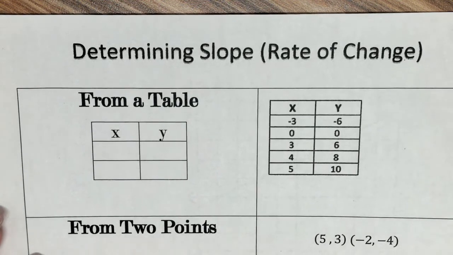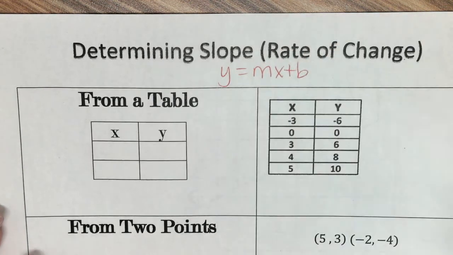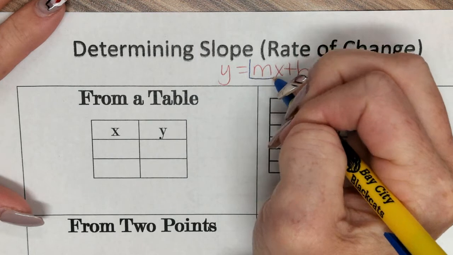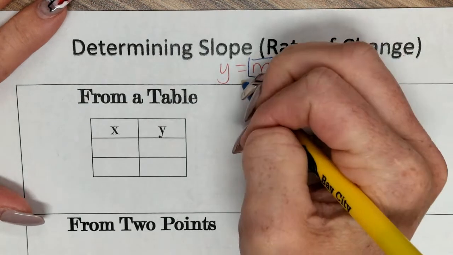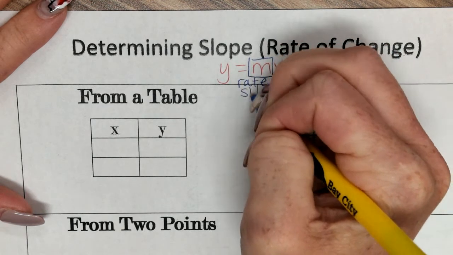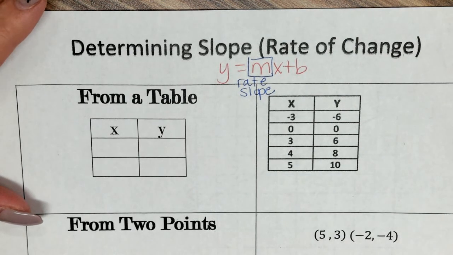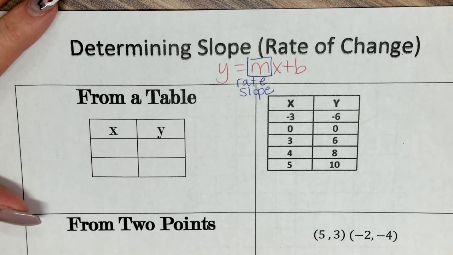At the top, I want y'all to write y equals mx plus b. We're going to go over this and over this and over this because it is so important. Who can tell me what the M stands for? Rate and slope. They are the same thing, yes? So on the STAR test, it might have a graph and say, what is the rate? And you know that means slope.